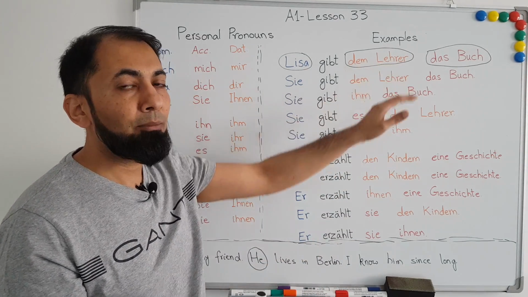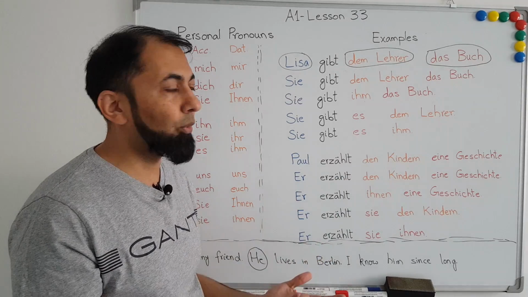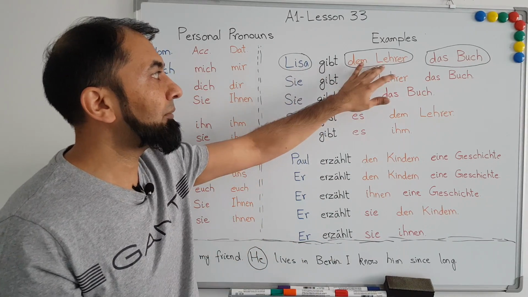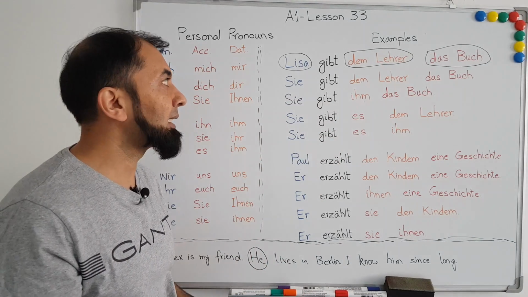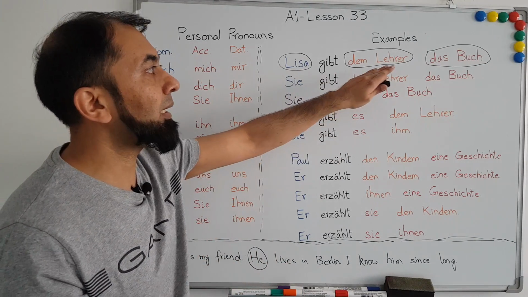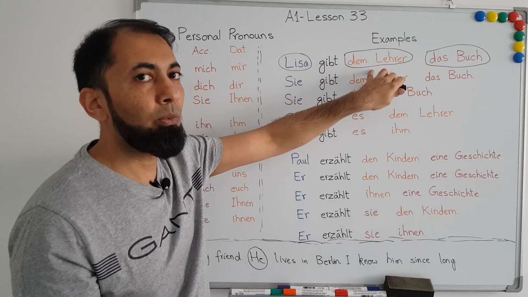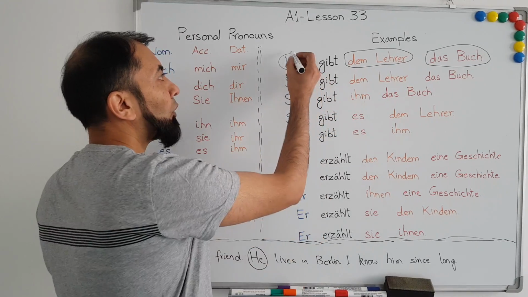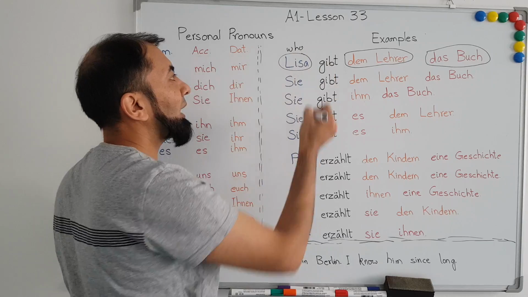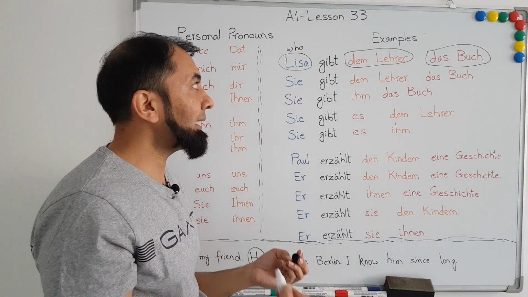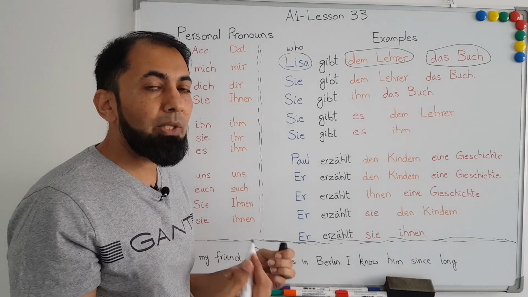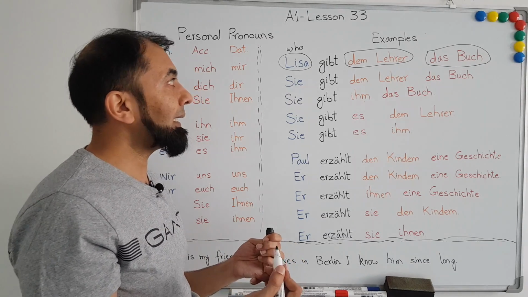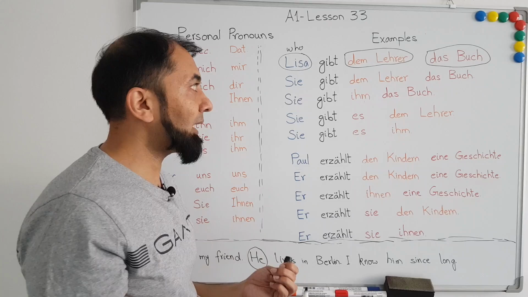For the teacher, because he is getting the book. So nominative, dative and accusative. Another way to identify this is who is performing what for whom. So who is performing an action? Lisa is performing an action, and anything or anyone who is performing an action or who answers the question who, then that will be the nominative.